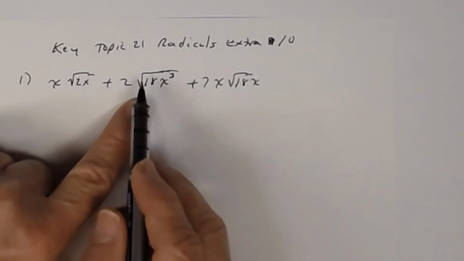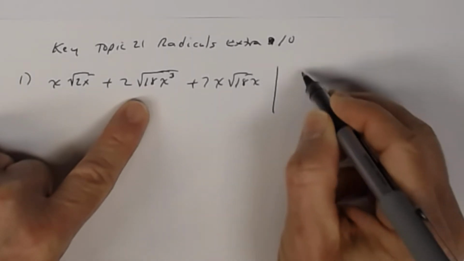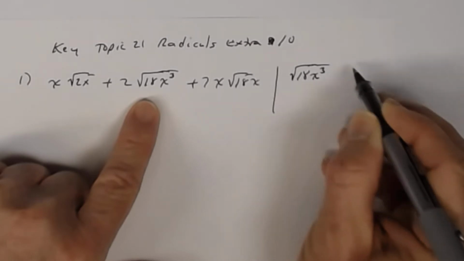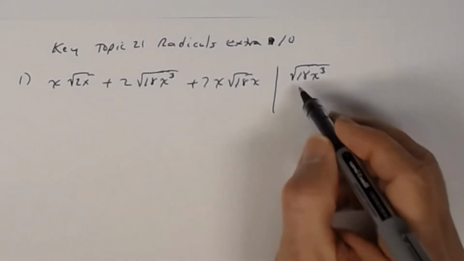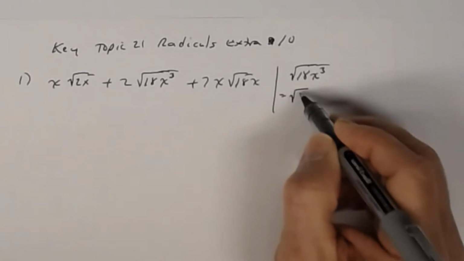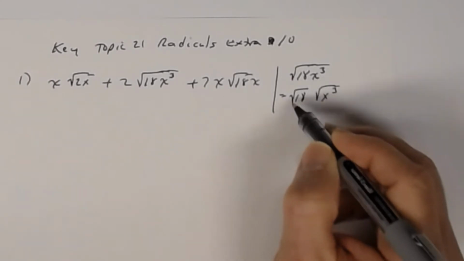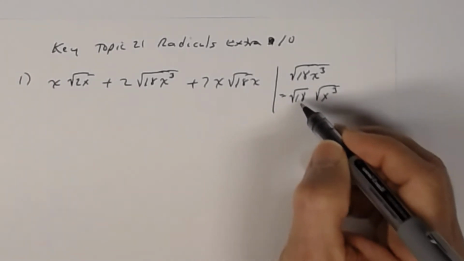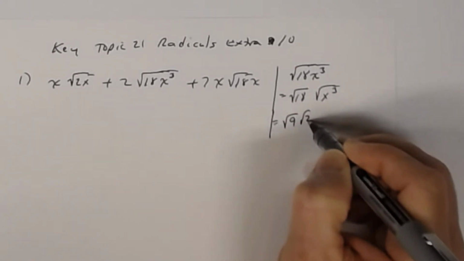But let's look at this right here. I'm going to go off to the side and do the work on that one. Let's talk about the square root of 18x cubed. From previous lessons, we know that I can write this as the square root of 18 times the square root of x cubed. I can simplify the square root of 18 because the largest perfect square that goes in 18 is 9. So I can write this as the square root of 9 times the square root of 2.